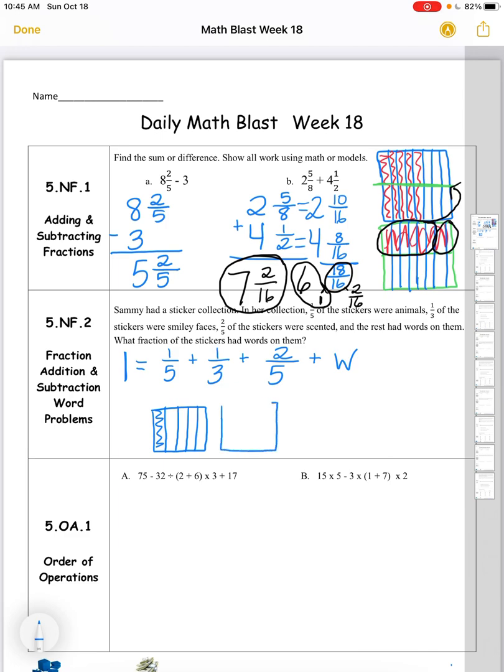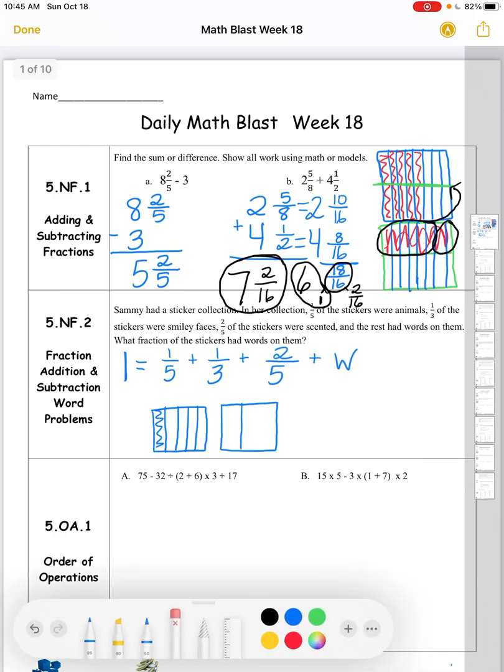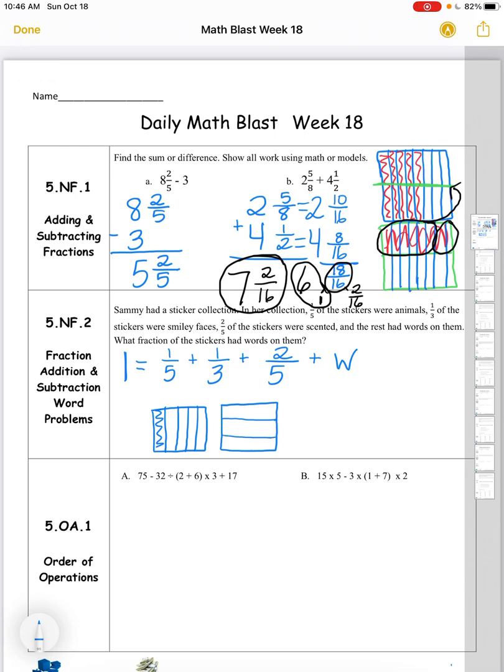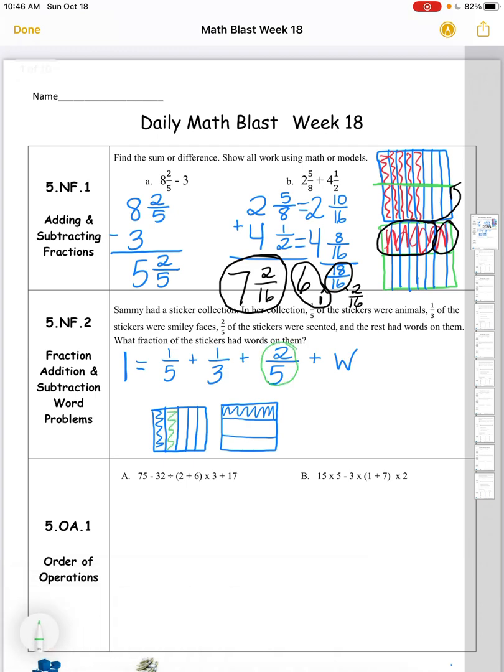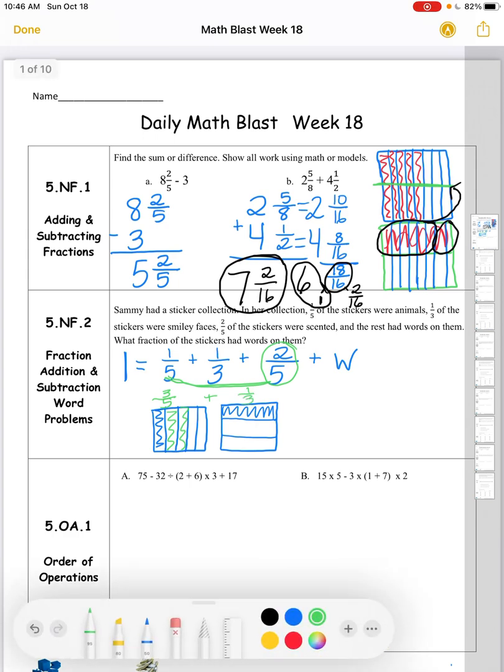And for my third, I'm going to take a whole and I'm going to break it into thirds. Oh, and this time I'm going to actually make my lines go in a horizontal direction. And now I'm going to shade in one of those thirds. And my 2/5 I could go ahead and add into my 1/5 here. So I'm going to show that this green 2/5 I'm just going to go ahead and add into here. So this is 3/5. When I put these two together, I have 3/5 and I'm adding 1/3 to that.